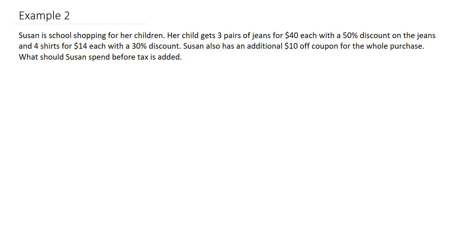So for this problem, let's set it up. We need to set up our whole thing. So we have the first thing. Let's go back. We have 3 pairs for $40. Well, we can represent this by either adding $40 3 times, or we can just go 3 times 40. So that would be inside of parentheses.